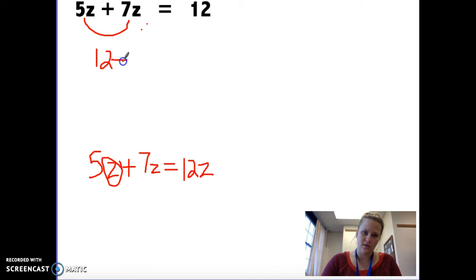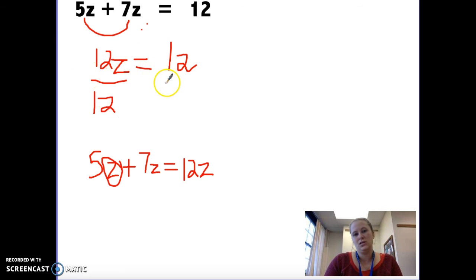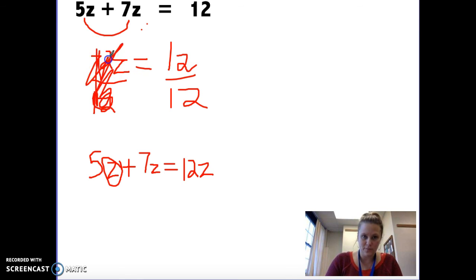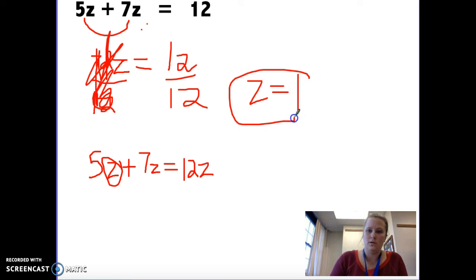and some of you are realizing what our answer is going to be, equals 12. And now it's 12 times z, so we know the opposite of multiplication is division. So we divide it by 12, we divide it by 12. This goes away because it's going to be 1z and we don't have to put 1. So it's z equals, and then whatever 12 divided by 12 is, which we know is 1, because we're all very smart.